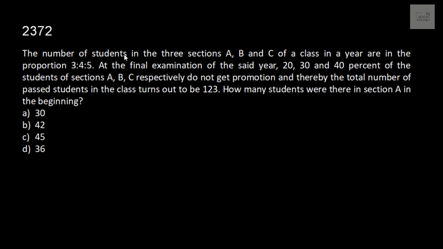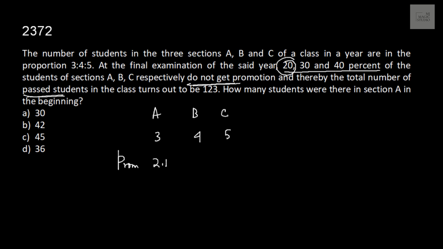The number of students in 3 sections A, B, C of a class in a year are in the proportion 3:4:5. So let us say we have 3 students, 4 students and 5 students. At the final examination of the said year, 20, 30 and 40% of the students of sections A, B, C do not get promotion, and thereby the total number of pass students, that means promoted students, would be from A 80%.